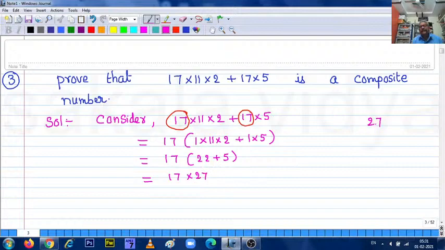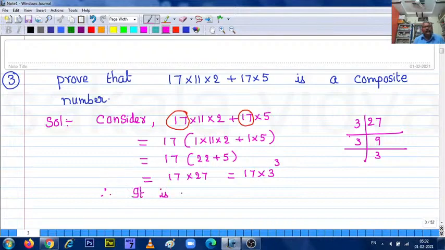This 27, factors also you can write. See, 3 nines are 27, prime factorization 3 threes. So that's why you can write this as 17 times 3 cube. So it has more than two factors. So therefore it is a composite number. It's not a prime.